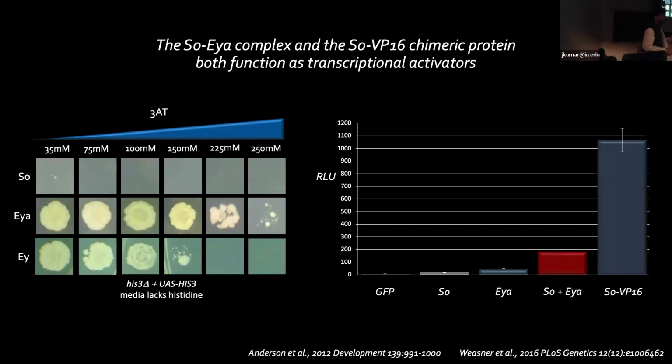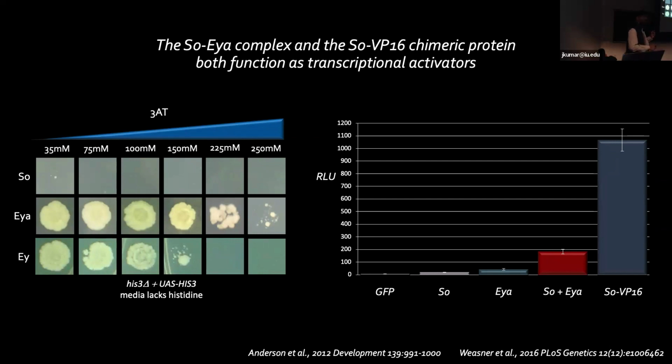But we needed to make sure that we found an activation domain that was just as strong as Eyes Absent. So we did a very similar yeast transcription assay, where I've shown you Eyeless before. You can see Sine oculis by itself doesn't activate transcription at all, really. It's just a DNA binding protein. Its co-activator, Eyes Absent, is really strong, even stronger than Eyeless. It can have yeast cells survive even under 250 millimolar concentrations of the inhibitor.